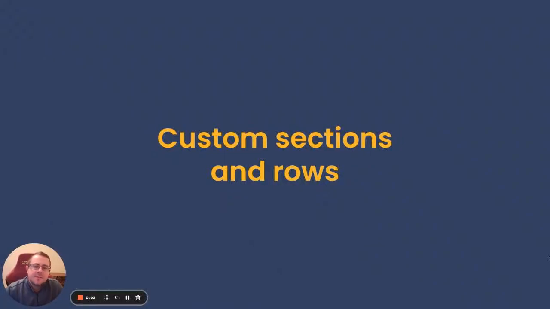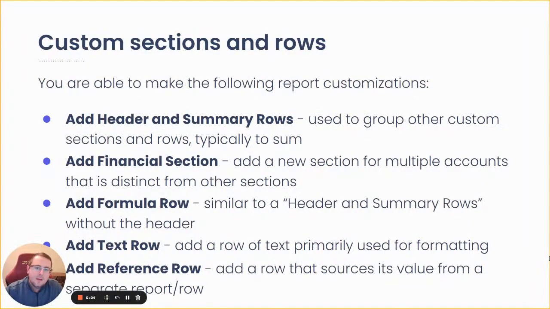Let's move on to custom sections and rows. In NetSuite, you are able to customize your financial reports by adding sections and rows. One way to do that is to add header and summary rows to your report. That will typically be used to group other sections and rows of your report together. Often you will sum them.